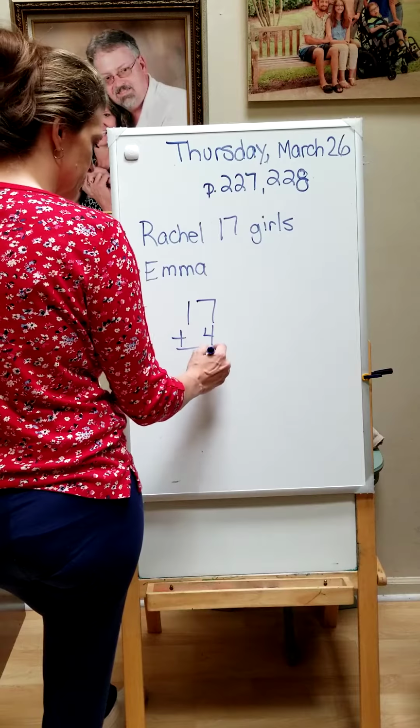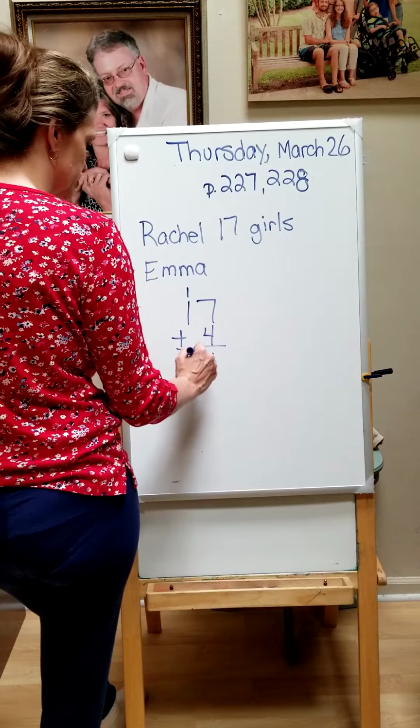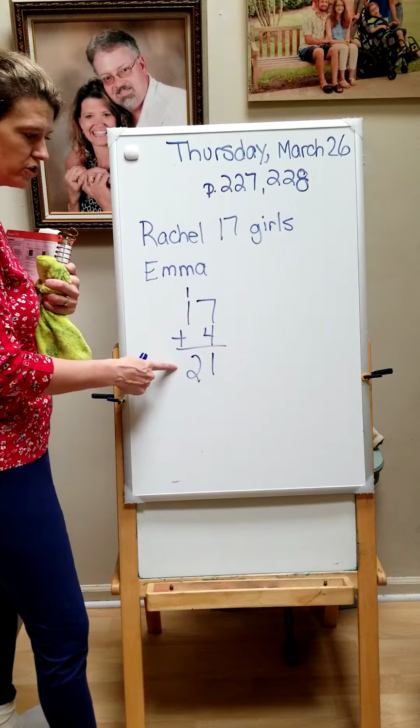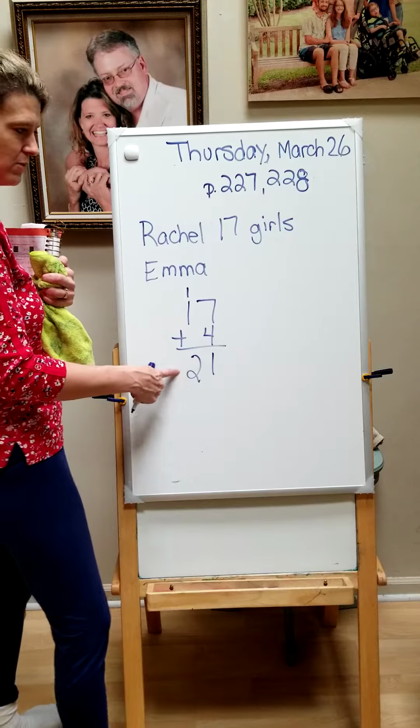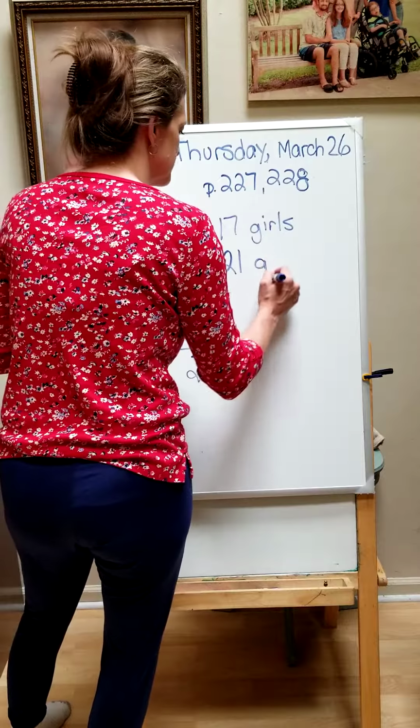7 plus 4 is 11. Put a 1, carry your 1. 1 plus 1 is 2. So there's 4 more girls in Emma's class than Rachel, so that means there's 21 girls in Emma's class.